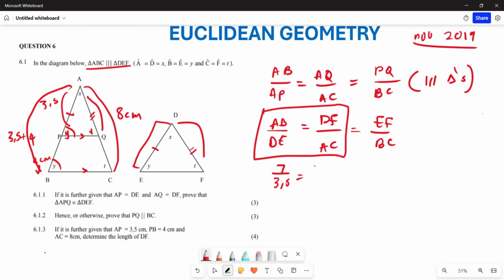But now your AC is going to, this is DF over your AC. And what is going to be your AC in this case? Your AC is given by 8. So which means now, what is it that you're going to have here? Now this is going to be the same as your DF. Your DF is going to be given by 7 multiplied by 8 over 3.5. Altogether, this is going to give you the length of your DF.